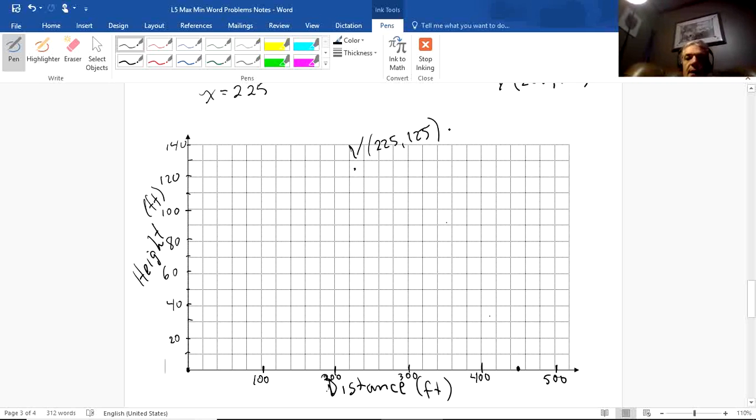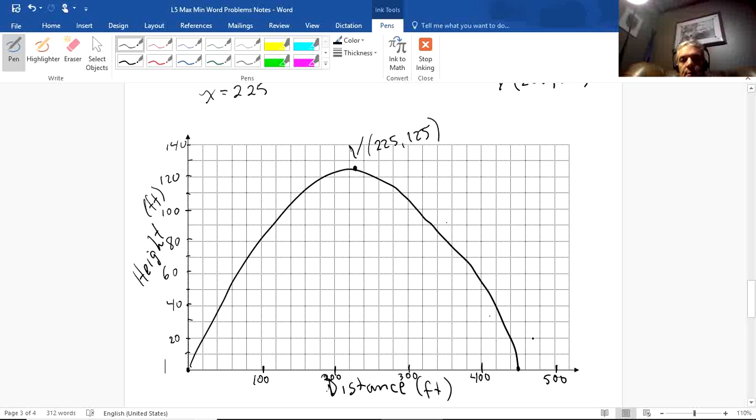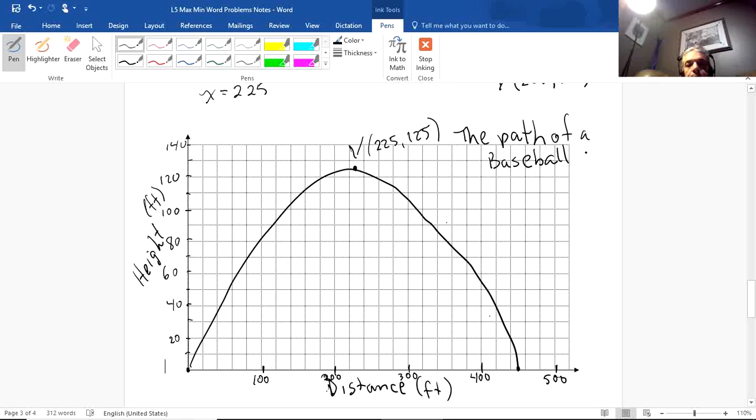And now I'm able to graph this. I'm going to make that a little bigger again, and I can just sort of go, ooh, the ball's going to go up like this, and it's going to come back down right there, and it's going to land there. Now, it's not the perfect graph, but it gives you a general sense of what's going on. And obviously, I have to label this as the path of the baseball. You can name it whatever you want, right? In this case, it's the path of the baseball.